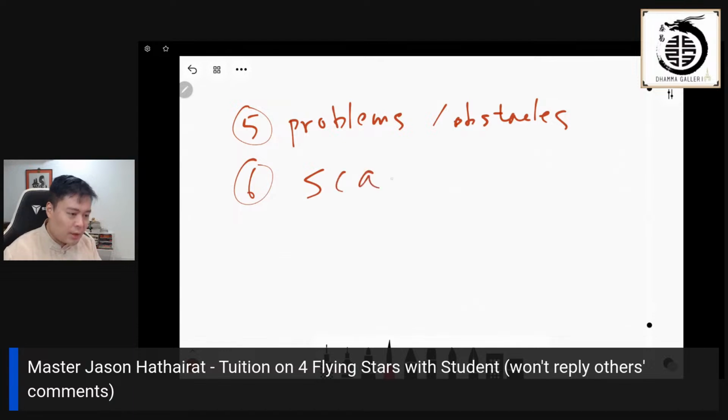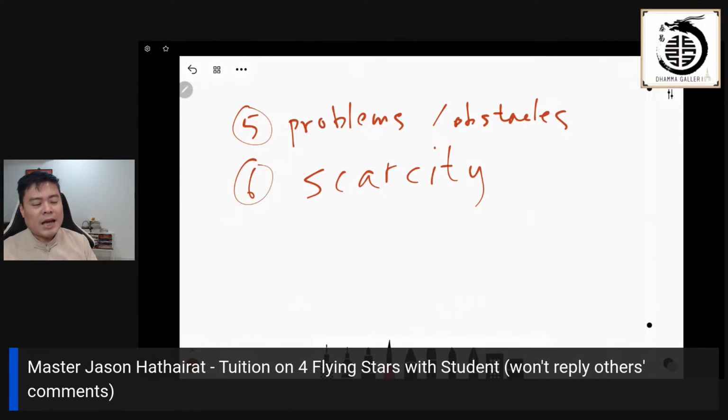Because in winter, if you look at nature, most of the time winter is a period of time whereby there is a scarcity in terms of food supply, in terms of water supply. All water becomes ice, and also it is a period of time whereby most animals will hibernate. Okay, so this is basically the general overview of the flying star.